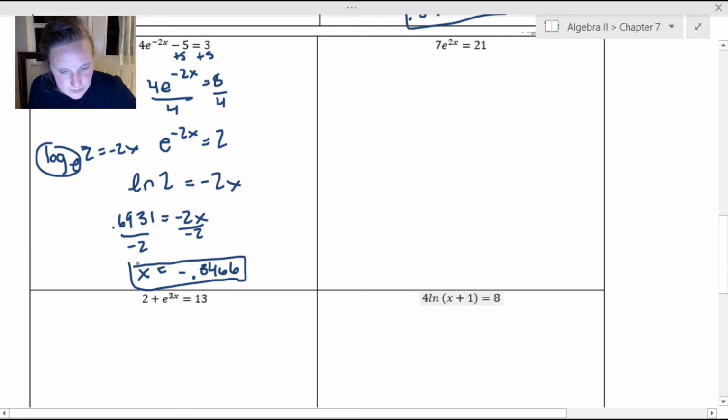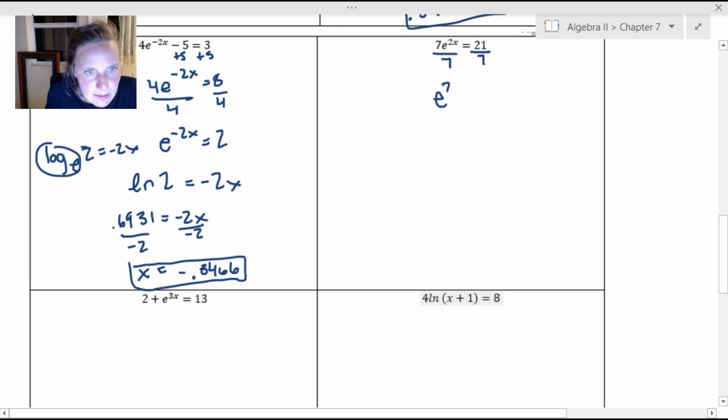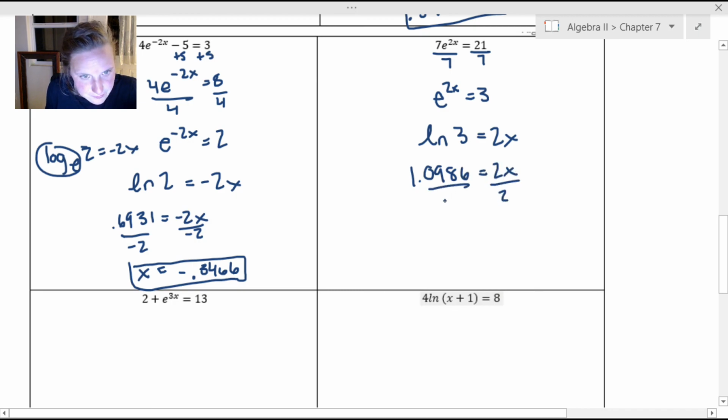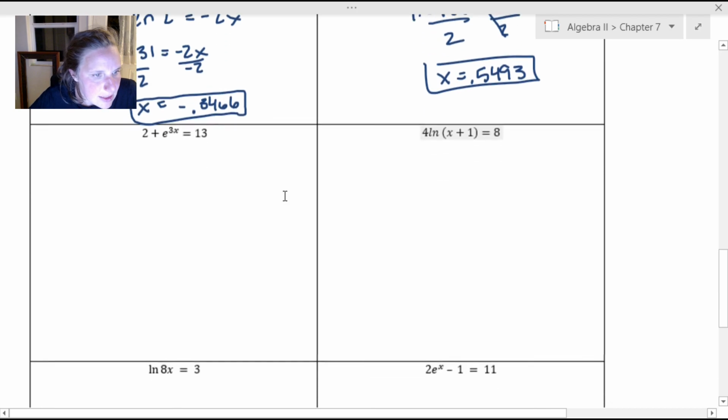Alright, let's keep going. So 7e to the power of 2x equals 21. To isolate e to the power of 2x, I've got to divide by 7. So 21 divided by 7 is 3. E to the power of 2x is got to be equal to 3. Rewrite it. The natural log of 3 is going to be equal to 2x. This is where I evaluate the natural log. Natural log of 3 is 1.0986. And then I divide by 2. Divide by 2, and x is got to be equal to 0.5493. Done. Okay, keep going.